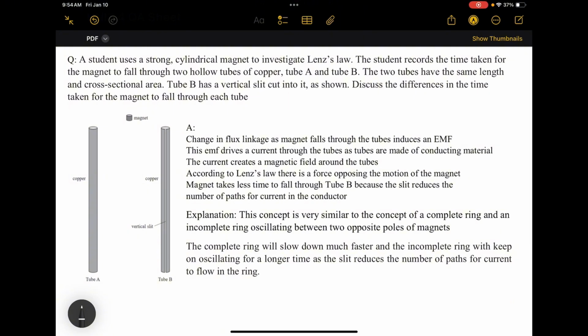What they have written in this question is, a student uses a strong cylindrical magnet to investigate Lenz's law. The student records the time taken for the magnet to fall through 2 hollow tubes of copper, A and B. The 2 tubes have the same length and cross-sectional area. Tube B has a vertical slit cut into it. So there is a vertical slit right here. Discuss the differences in the time taken for the magnet to fall through each tube.